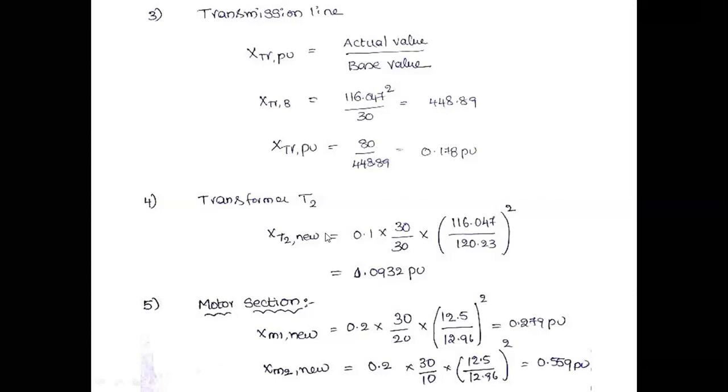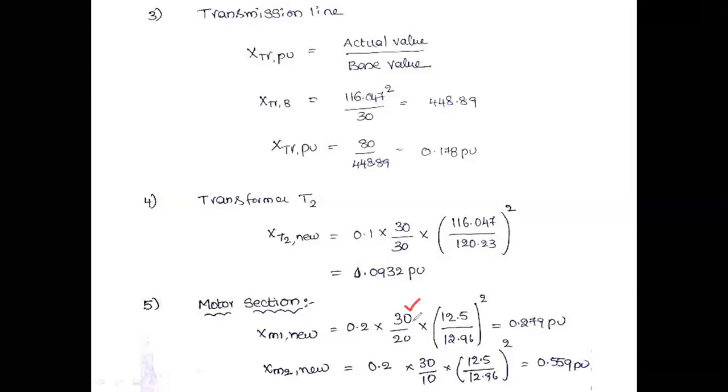And now coming to the motor section. Later you will have two motors, which I am considering as XM1 and XM2. So XM1 new is equal to 0.2, that is 20%, as given in the problem. Now you can consider that as 0.2 multiplied by 30 by 20. So this is the old base, MVA base new, MVA base old.